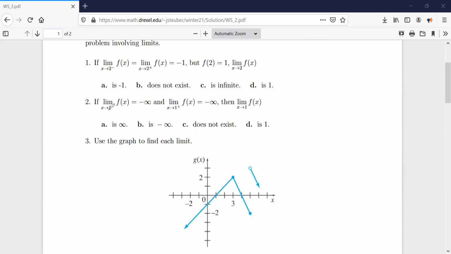So now number 2, if the limit as x approaches 1 from the left side of f of x is equal to -infinity, and the limit as x approaches it from the right side is equal to -infinity, then what would we say about the limit as x approaches 1? -infinity?